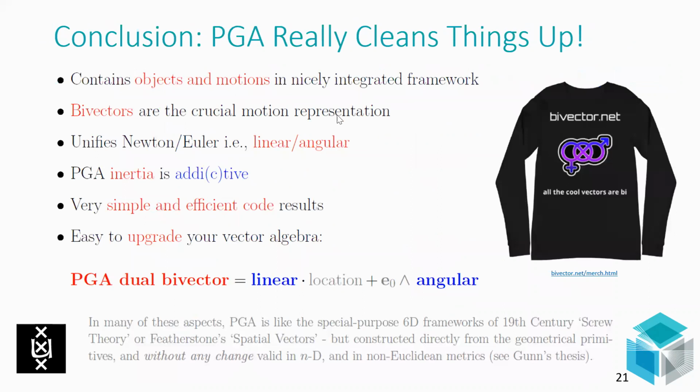So it does really clean things up. We do have options, objects and motions in an integrated framework. In fact, we just started with the motions and we made the objects that transform nicely in that. Bivectors are crucial to this representation, because that's how things change with the commutator with the bivector. That's the Lie algebra if you want to open another math book, but why would you? I mean, just get a GA math book and it contains it all.